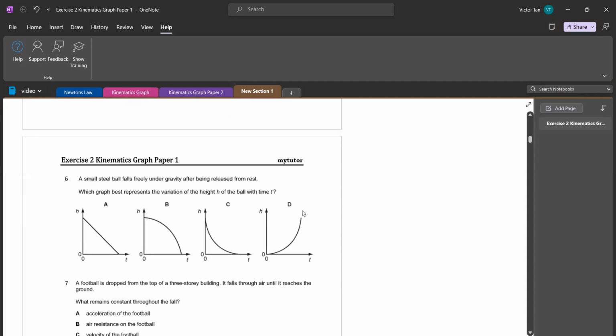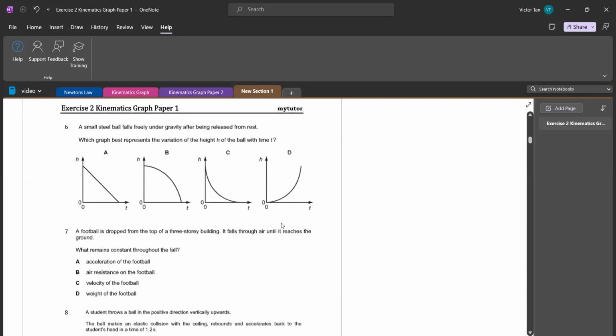A small steel ball falls freely under gravity after being released from rest. Which graph best represents the variation of the height h of the ball with time t? Height of the ball, freely under gravity. So the velocity is increasing. Which graph shows an increasing velocity from a certain height? So the gradient here is increasing, but increasing with a negative value.